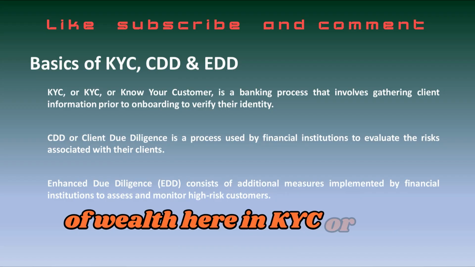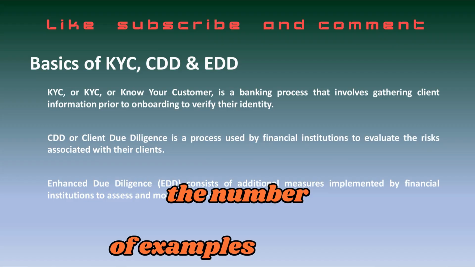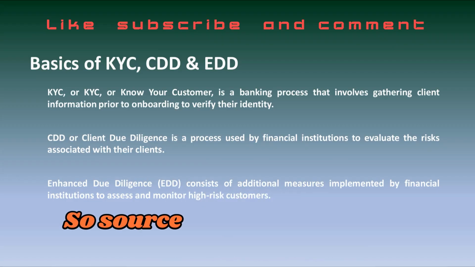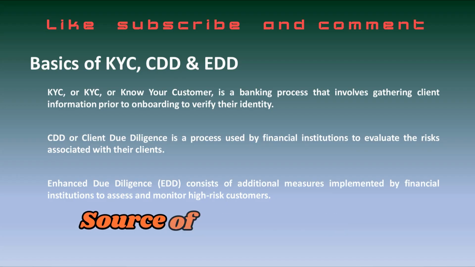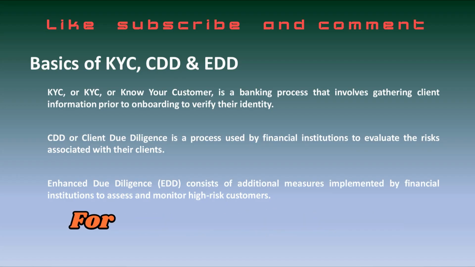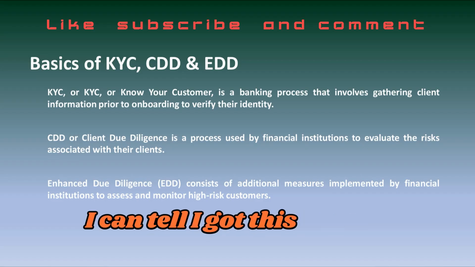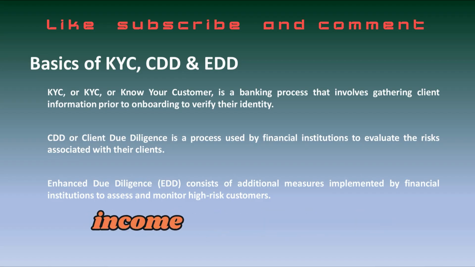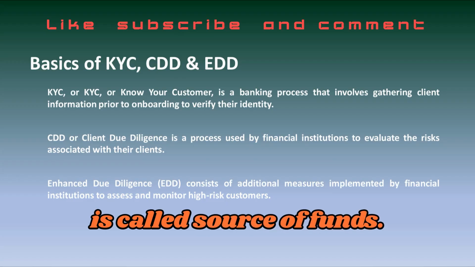Here in KYC or AML, the most important thing is the number of examples you give. Source of funds is nothing but the specific origin of funds. The word specific is important here. For example, salary income, or if I own a house, I get rental income. This is very specific. I can say I got this income from my rent, I got this income from my salary. This specific origin of funds is called source of funds.